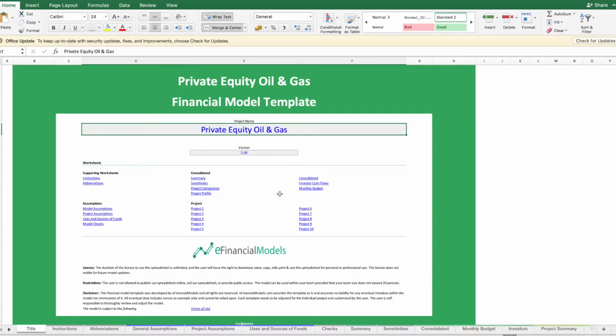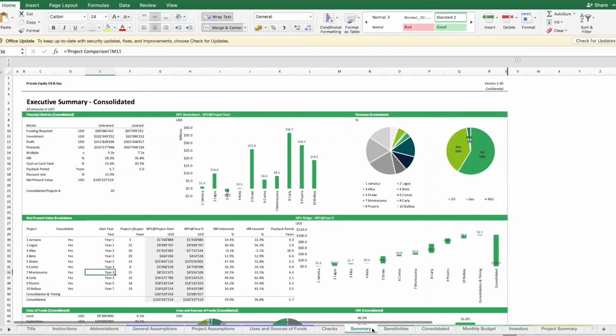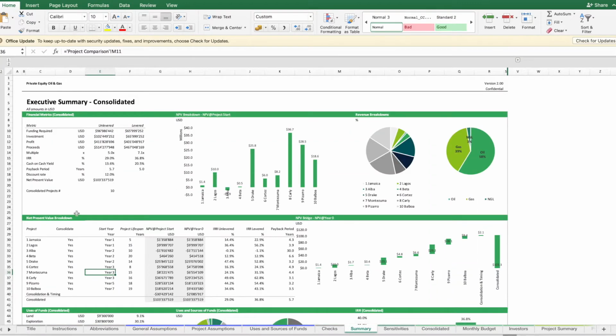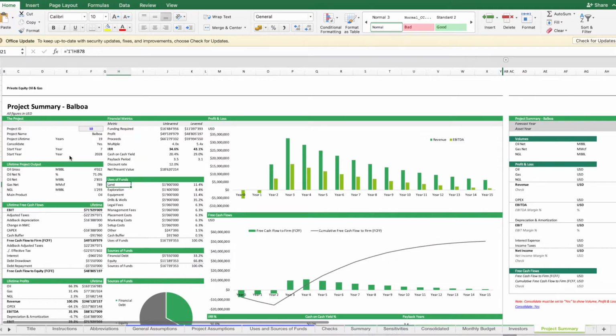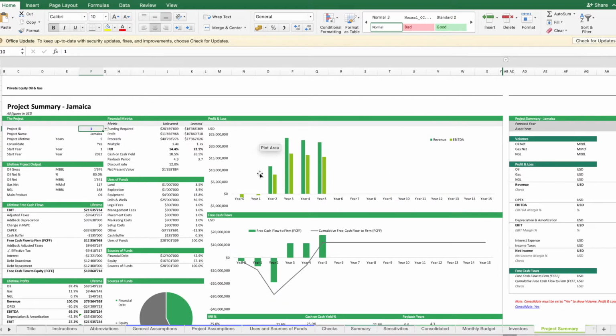The model is structured with a variety of worksheets. We have summary sheets, which summarize the consolidated business case. As you can see, we have various drilling projects. We can either include them in the consolidation or not. We also see what their metrics look like, so we have a summary of the overall perspective, but also a summary of each and every individual project, so that we can understand which projects should work out financially and which ones not.